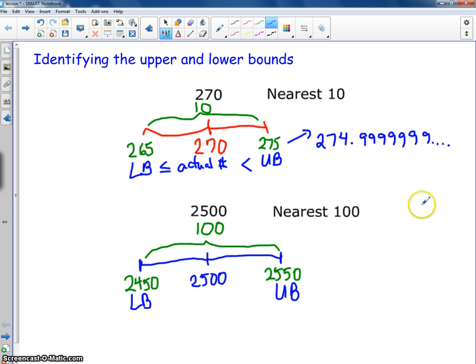So that is how you identify the lower bounds and the upper bounds of a given number, given that they are already rounded to a certain condition. Some examples will be rounded to one decimal place or two decimal places, and you just have to figure it out in a similar way. And also for significant figures.